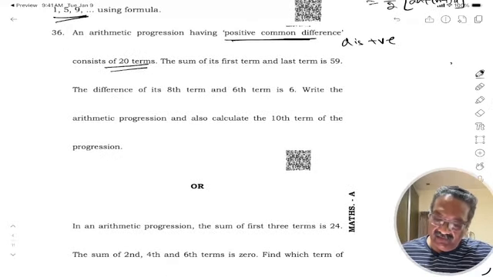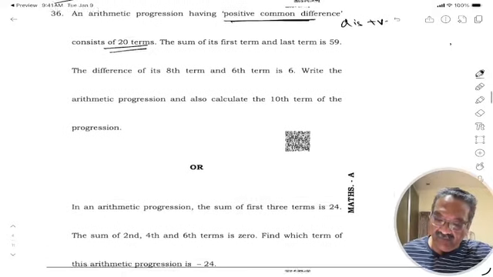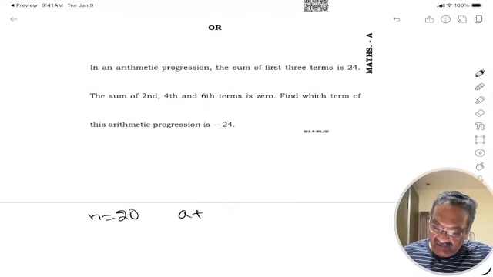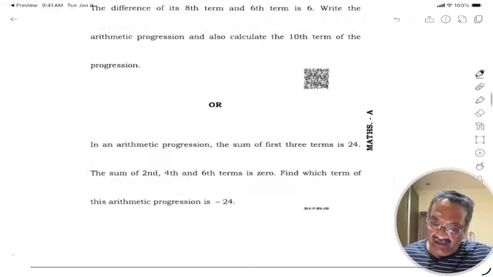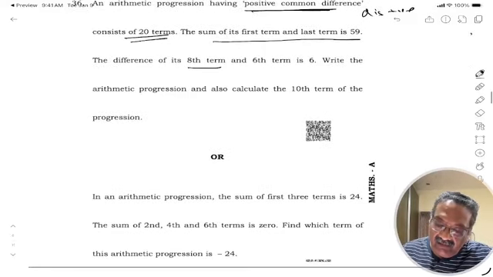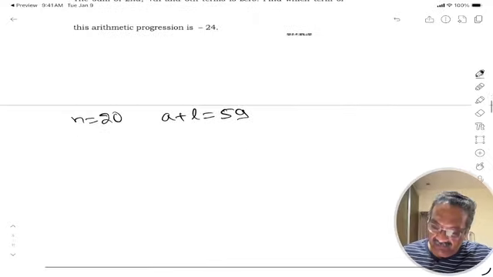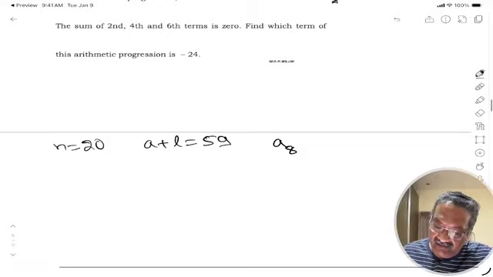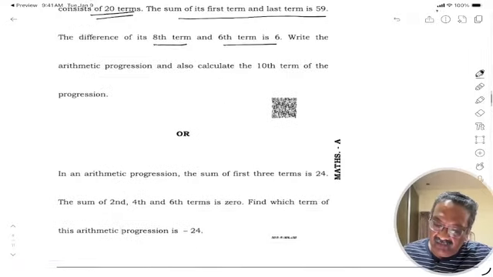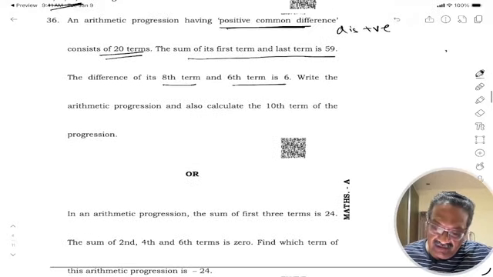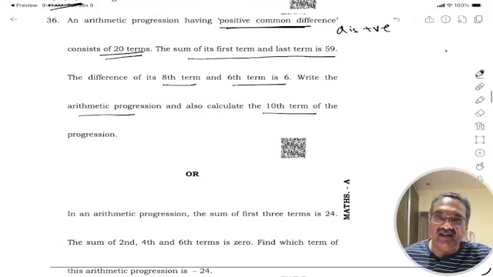The sum of its first term and last term is 59. So A plus last term is 59. They have given sum of its first term and last term is 59. The difference of its 8th term and 6th term is 6. Okay. Difference of 8th term and 6th term is 6. What they are asking, write the AP and also calculate the 10th term.